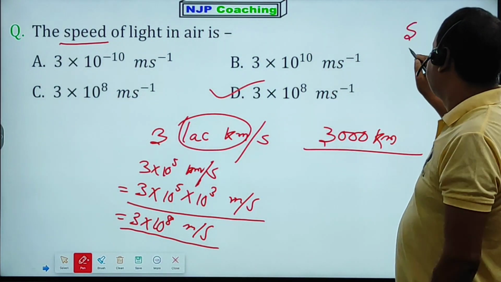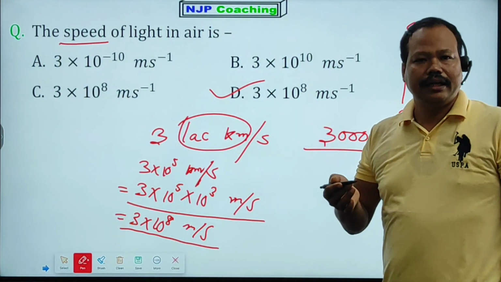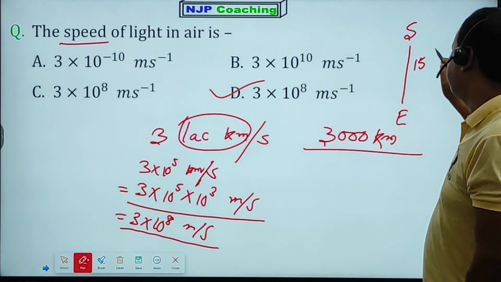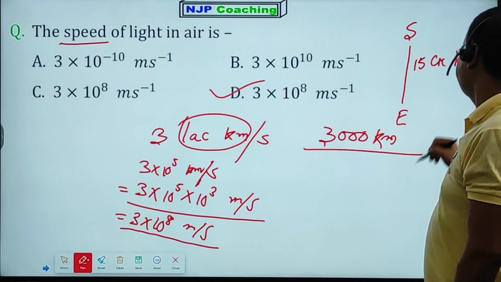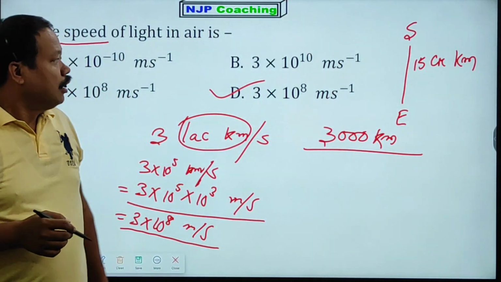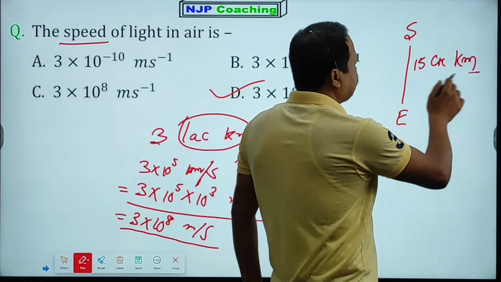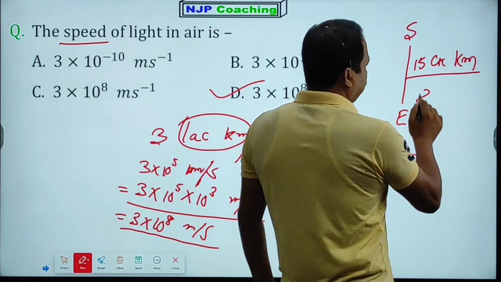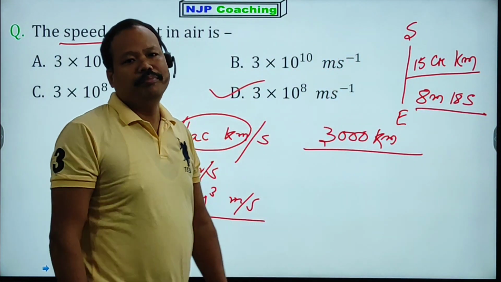From the sun to the earth, the distance is almost 15 crore kilometer, actually 14 crore 95 lakhs, the distance between the sun and the earth. And to travel this distance the light takes 8 minute 18 seconds.